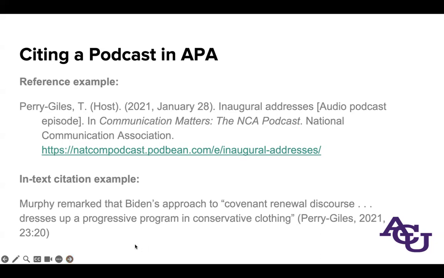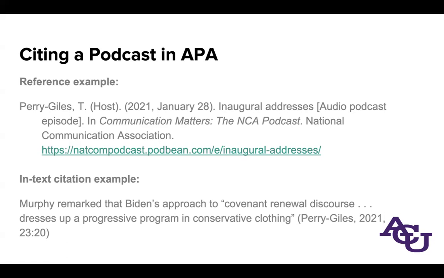To cite a paraphrase of information from the podcast, you could use the host's last name and the year, which would be Perry Giles, comma, 2021. If I want to identify the person who was speaking in the podcast, we can put their name in the sentence. So here I'm talking about Murphy. So I can put Murphy remarked that Biden's approach to blah, blah, blah. Then I could put the Perry Giles citation at the end.